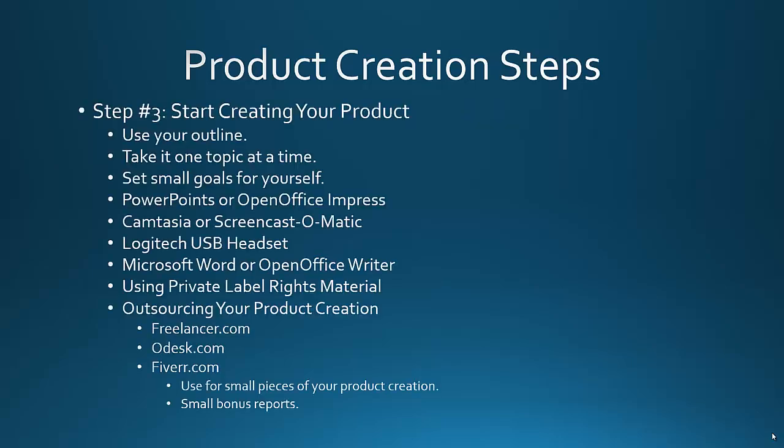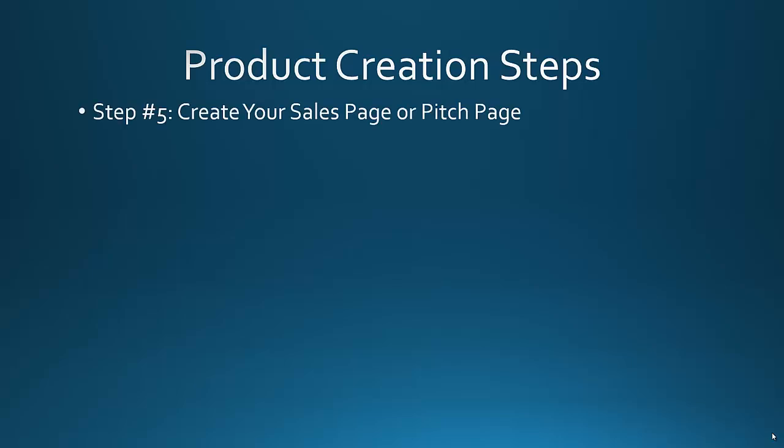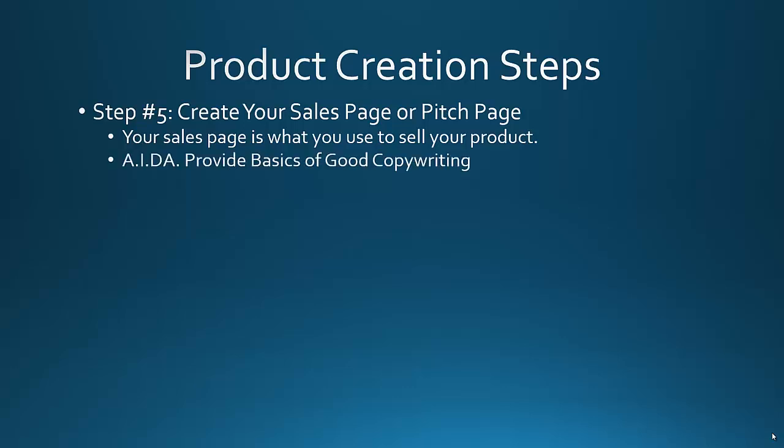Step number 5, the fifth step here, would be to create your sales page or pitch page. Step number 4 was also doing the outsourcing part of things if you choose. Your sales page is what you use to sell your product. You want to use the AIDA formula for good copywriting. The AIDA copywriter's model is basically attention. This is where you get your readers' attention when they first look at your sales copy.